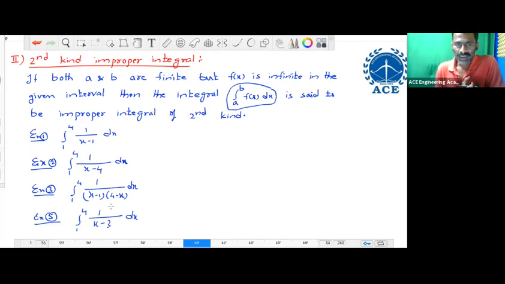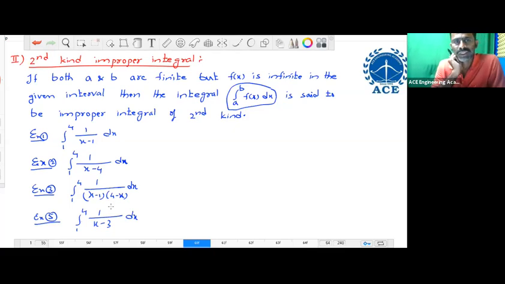This is second kind. Third kind is all are infinite. Under first kind, the condition is limits are infinite, function is finite. And the second kind condition is limits are finite, but function is infinite. Third kind is all are infinite. Limits are infinite, function is infinite. But the method of checking the convergence of the integral of first kind and third kind is same. That is how we are considering only two kinds, first kind and second kind.